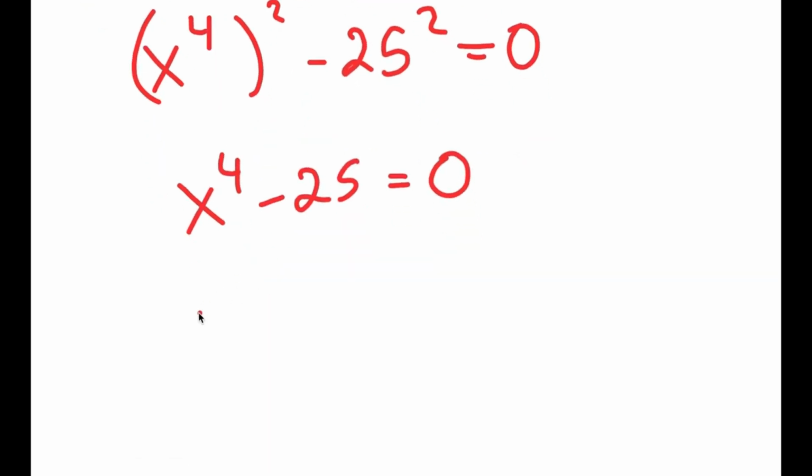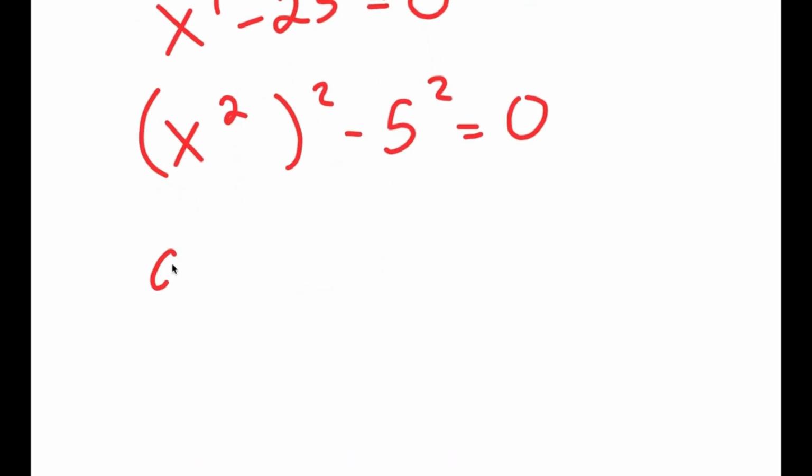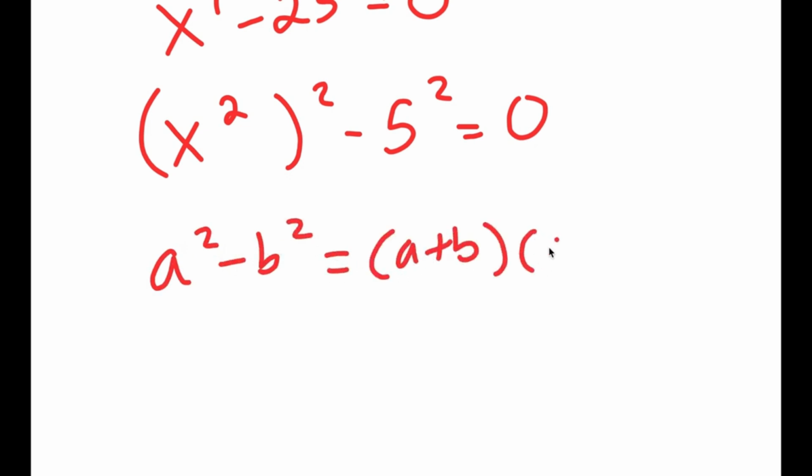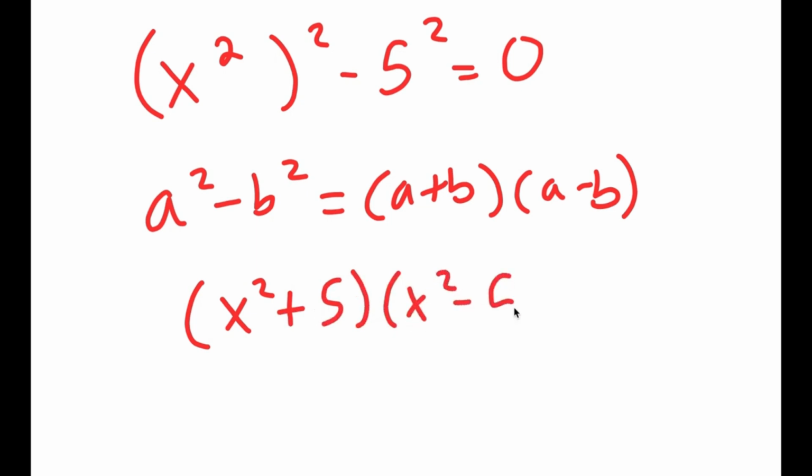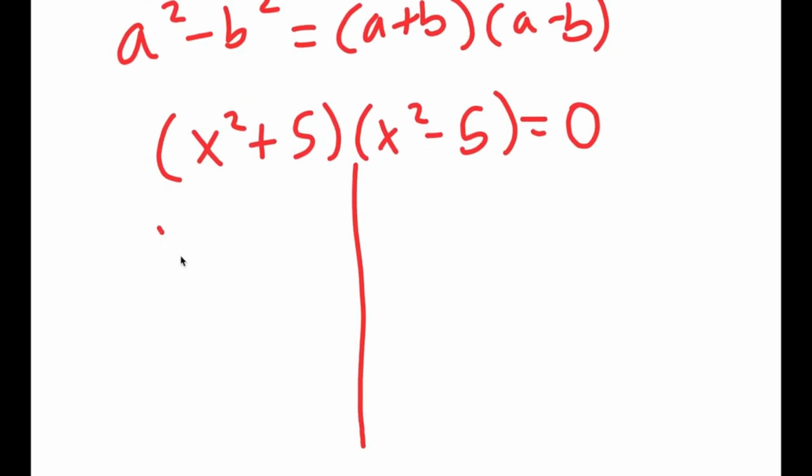Now from here, I'm going to rewrite this as x squared to the power of 2 minus 5 squared is equal to 0. So now I can use the formula a squared minus b squared is equal to a plus b times a minus b on this. So this turns into x squared plus 5 times x squared minus 5 is equal to 0. So I get two equations: x squared plus 5 equals 0, and x squared minus 5 equals 0.